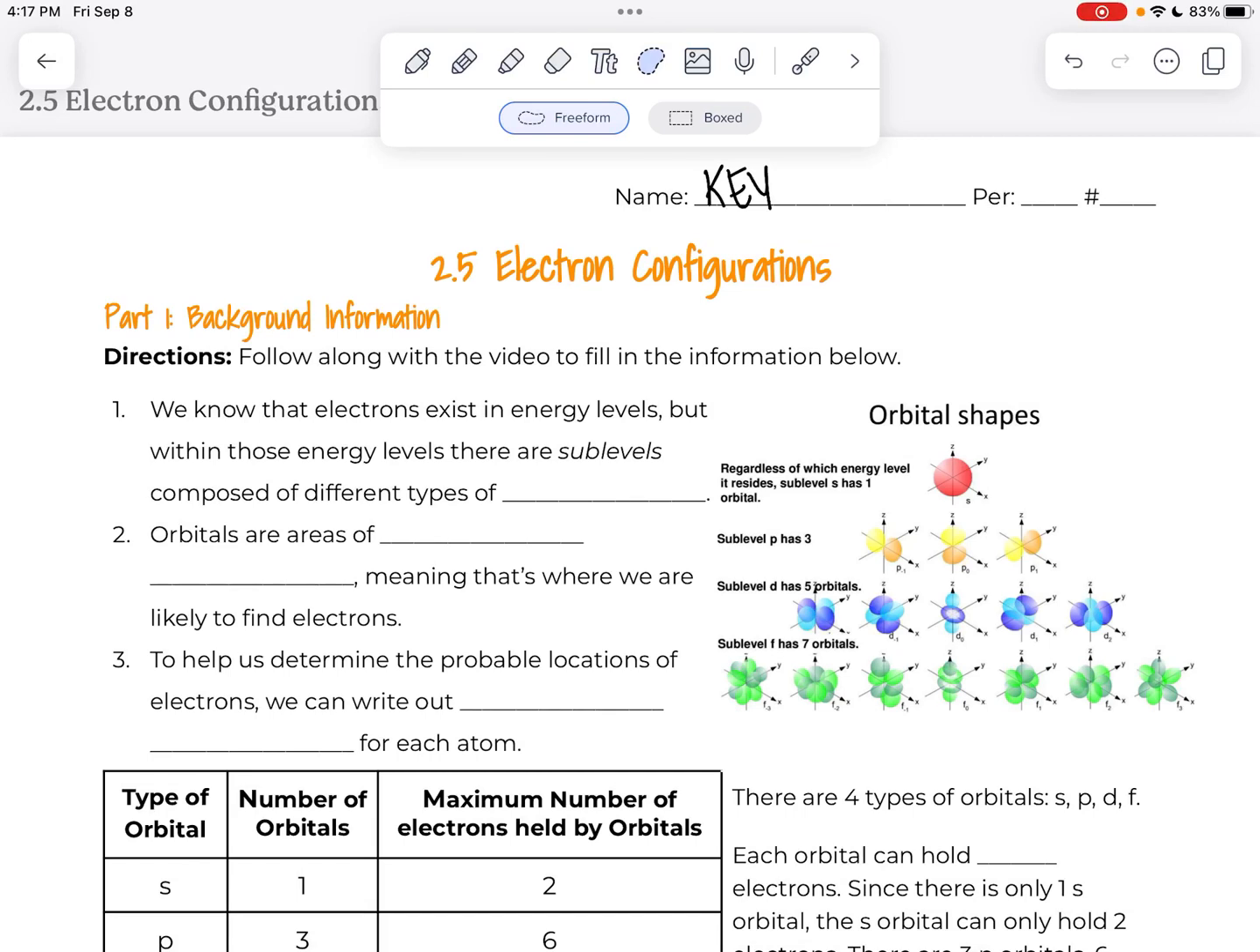Hi everybody! So in this video we are going to talk about something called electron configurations. And you might be thinking, what the heck is that? Well, don't worry, I'm going to tell you.